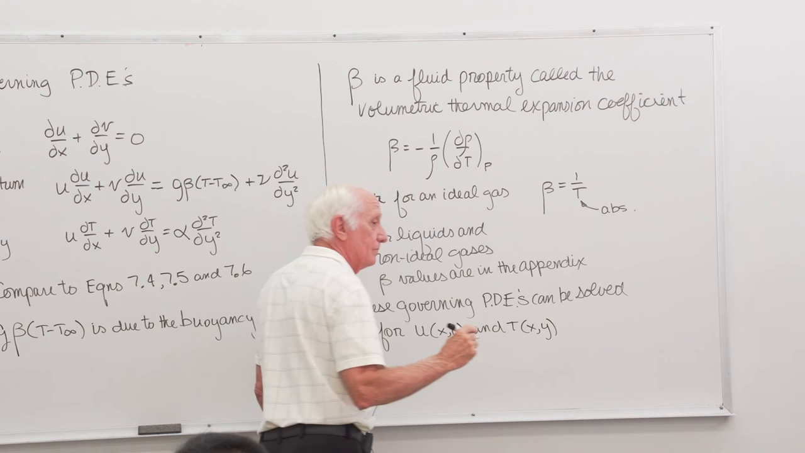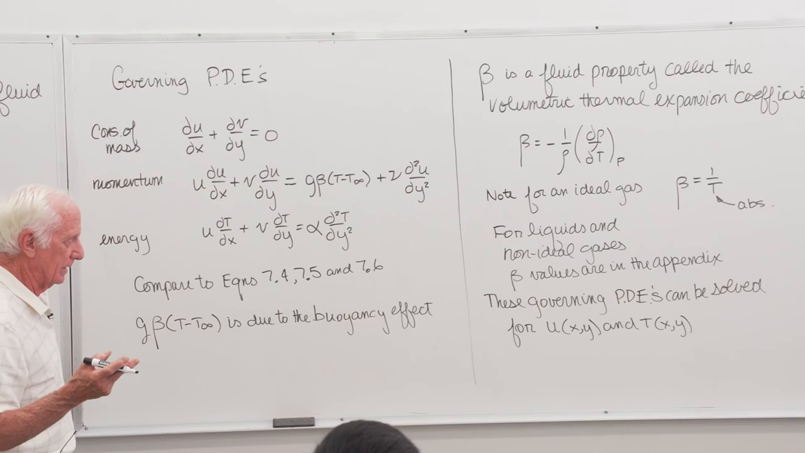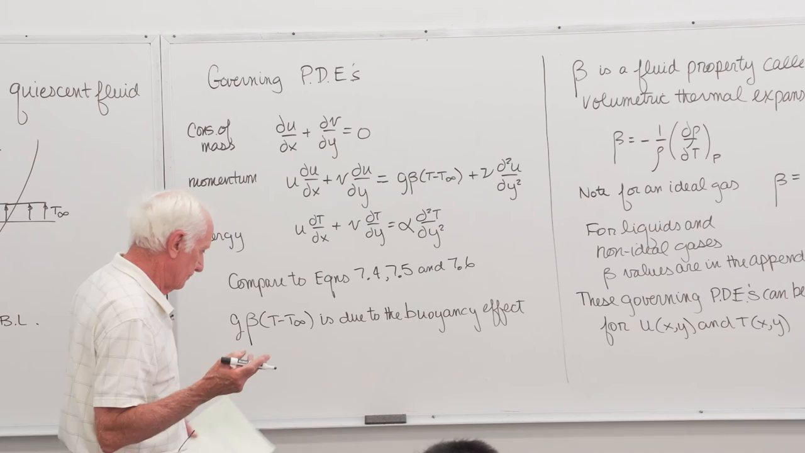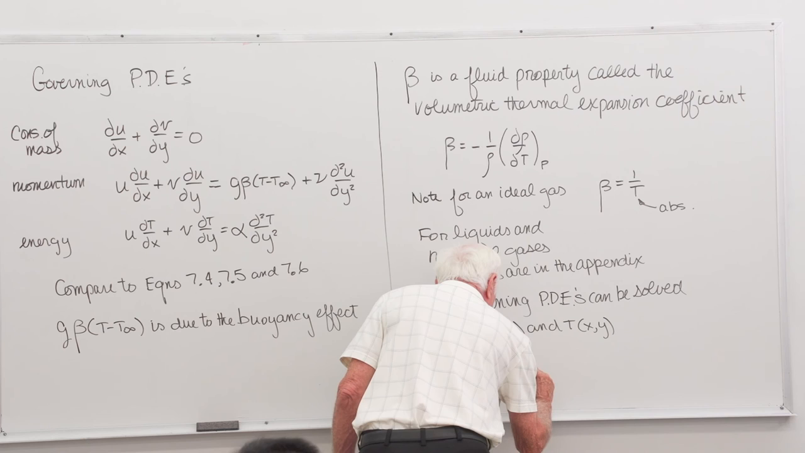Now, the equations can be solved. The results give you the velocity at any point x and y in the velocity boundary layer, or the temperature at any point x and y in the temperature boundary layer, but they're not given in equation form. They're given in figure 9.4. That figure gives both the velocity and the temperature.